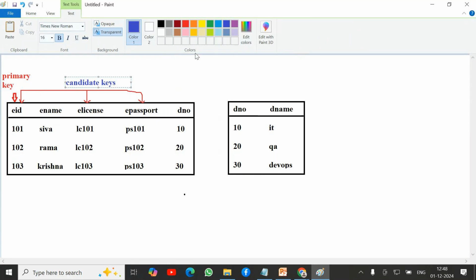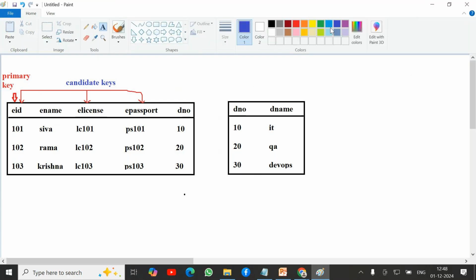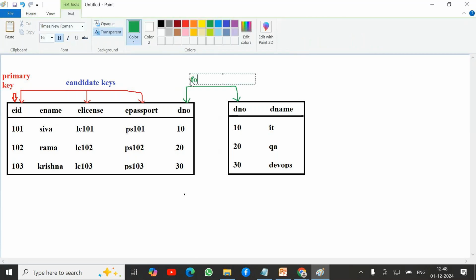Next, I want to maintain the relationship between these two columns. This is nothing but a foreign key.